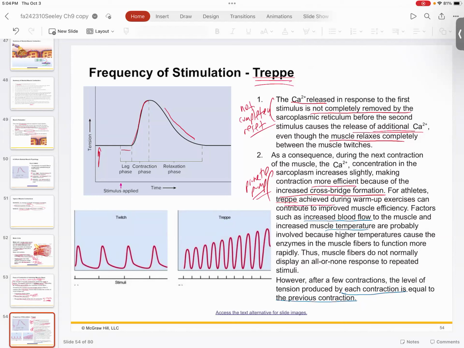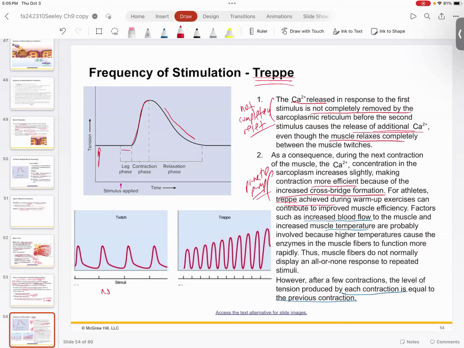So let's go ahead and pick up where we left off. We were talking about twitch and twitch curves, and one of the things I wanted to do was show you a treppe curve. You can see here, I pulled this one off. It was a good one that had a comparison of our twitch curve. So here you can see you've got a nice twitch curve.